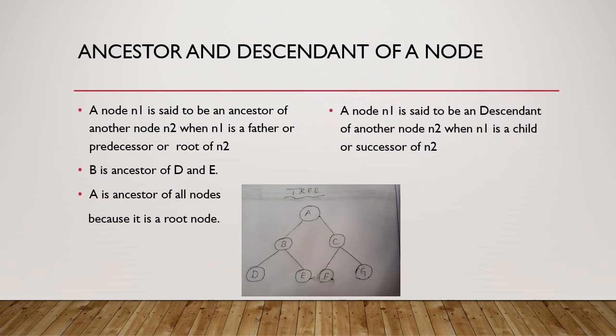Then another thing: a node N1 is said to be a descendant of another node N2 when N1 is a child or successor of N2. That means it should be the successor. Like, if it is a parent node, we can call it an ancestor. If it is a child node, we can call it a descendant node. In this particular example, B and C are the descendants of A, F is a descendant of C and A. Okay.